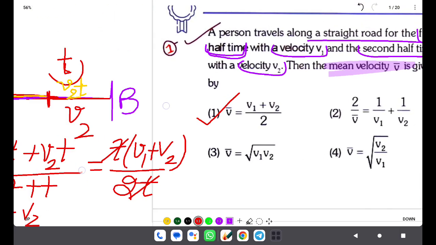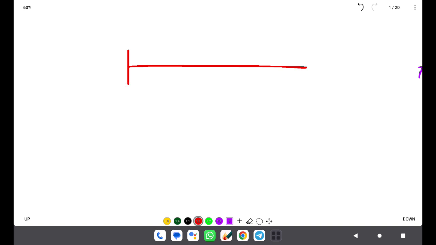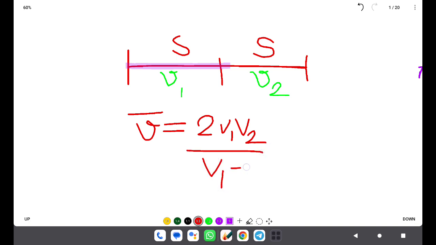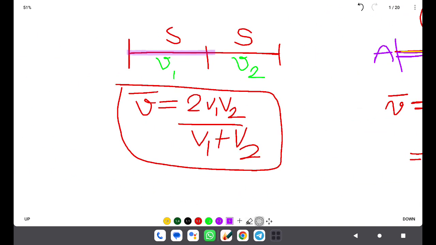And similar to this, one more case comes. Now listen to me carefully. If a body covers half the distance, which is s, and the remaining half is also s, with half the distance at velocity v1 and the remaining half distance at velocity v2, then its average velocity will be 2v1v2 by v1 plus v2. You can also derive this as I have solved the previous question. So let me derive it for you.